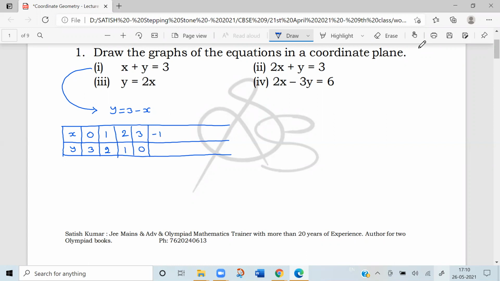When x equal to minus 1, y is 4. When x equal to minus 2, y is 5. When x equal to minus 3, y is 6. When x equal to minus 4, y is 7. Now, let us plot this.